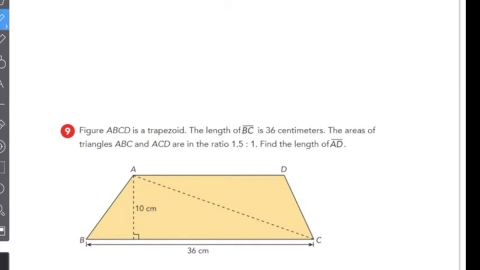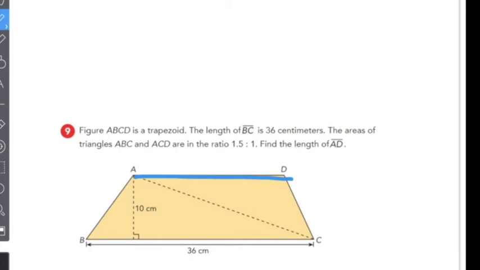It says figure ABCD is a trapezoid. The length of BC is 36, so the bottom base is 36. The areas of the triangles ABC and ACD are at a ratio of 1.5 to 1. We need to figure out what AD is up here. AD is the other base. Okay, so to do this problem, what I'm going to do is this.